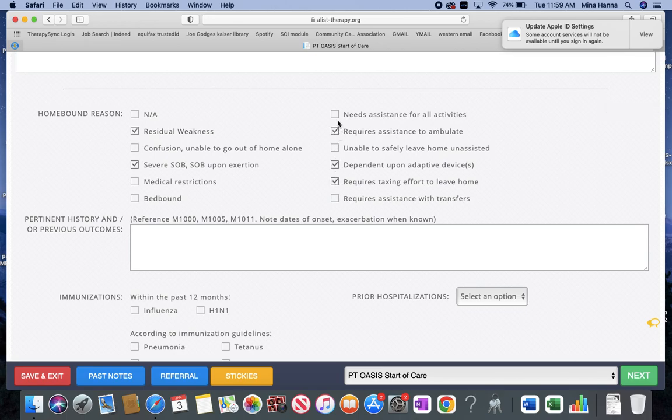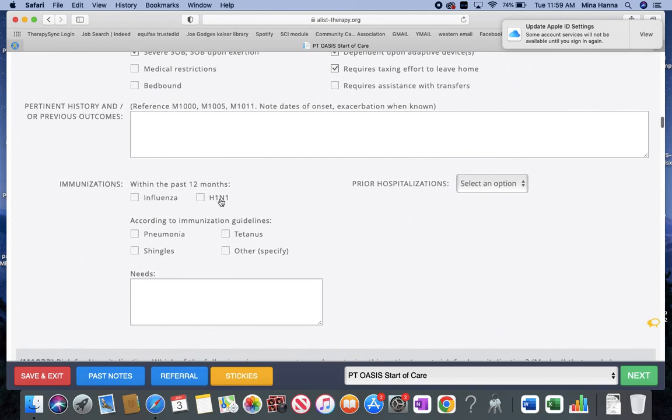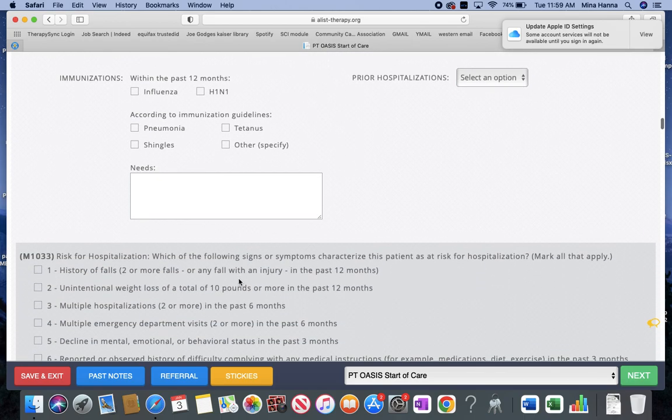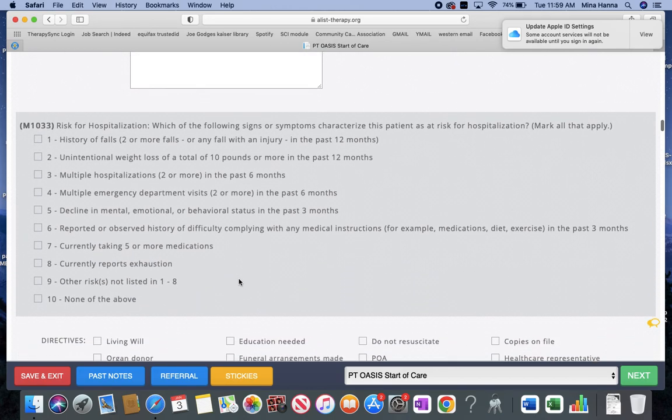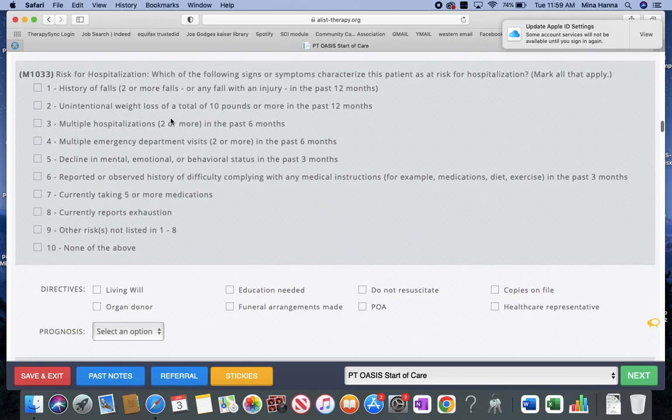So you select this stuff again. And then you don't have to answer every single question. You don't need to answer this. If you have it, great. You don't have to go through the immunization and ask them, have you had your influenza or your H1N1? You can skip that question. Risk for hospitalization, that one is important.